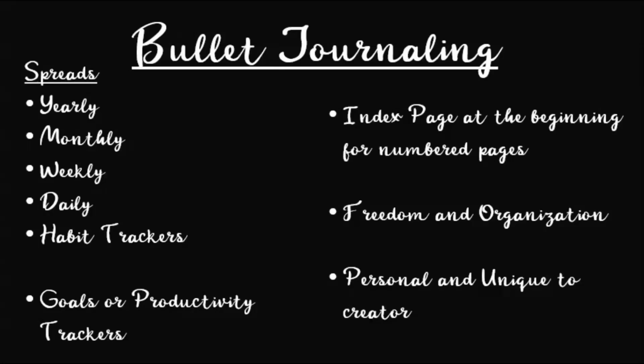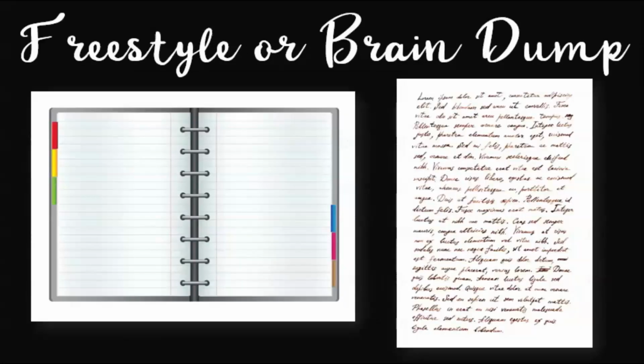Now I'm going to move on to the next type of journaling, and that is freestyle journaling, otherwise known as the brain dump. This is the kind of journaling where you're just going to fill a blank page. You just take a blank lined page, usually lined.